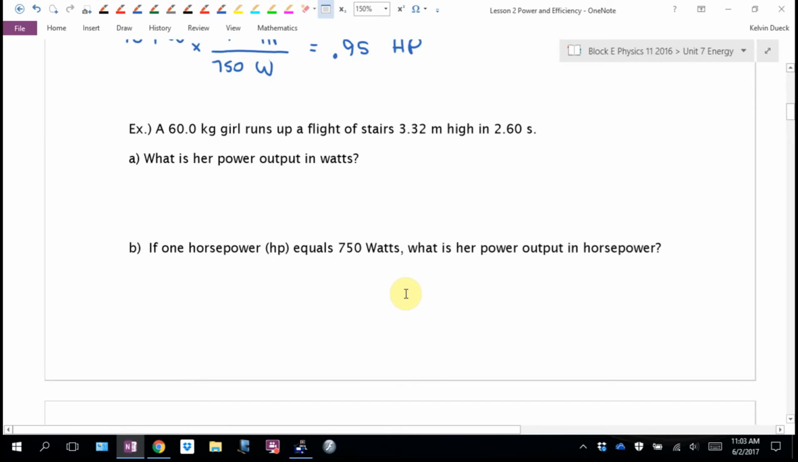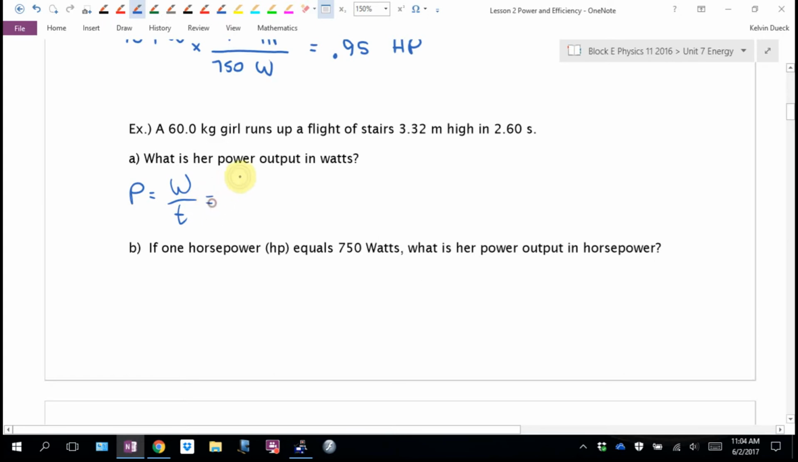Next example, a 60-kilogram girl runs up a flight of stairs, 3.32 meters high, about 1 story-ish, in 2.6 seconds. Imagine the stairs in the back corner by my classroom, running up that in about 2.6 seconds, which is not crazy quick, but quick-ish. What's her power output? Well, power is work over time.